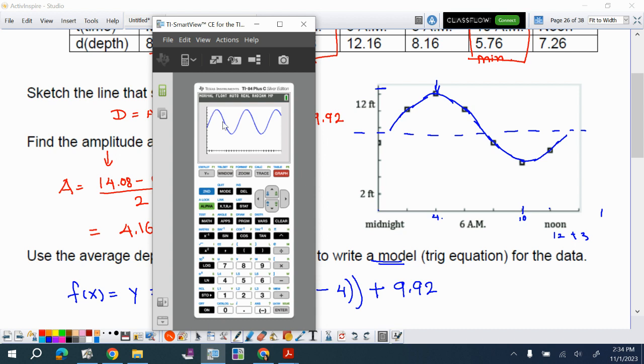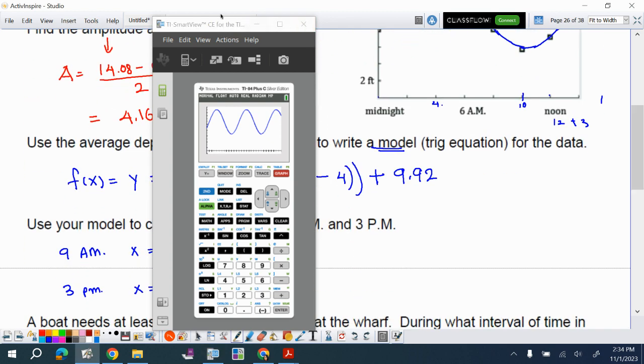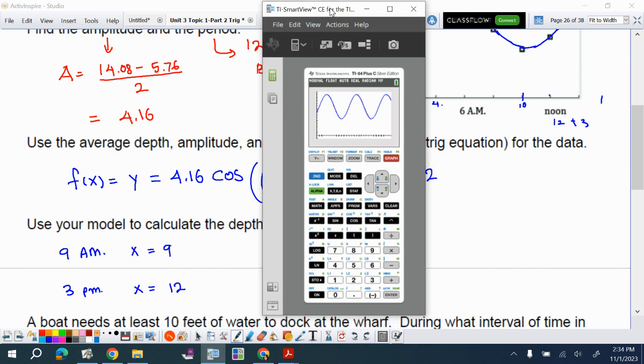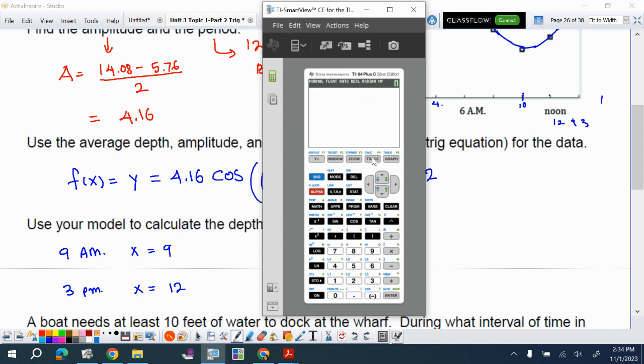So this is a nice smooth trig graph. You can see the waves. Okay, so we have to find the value at 9 and 12. One more time, let's come back. There are so many different ways you can find this. In this video I'm going to show you two different ways how to find those values. Alpha trace y1, come back 9, and that's the height.